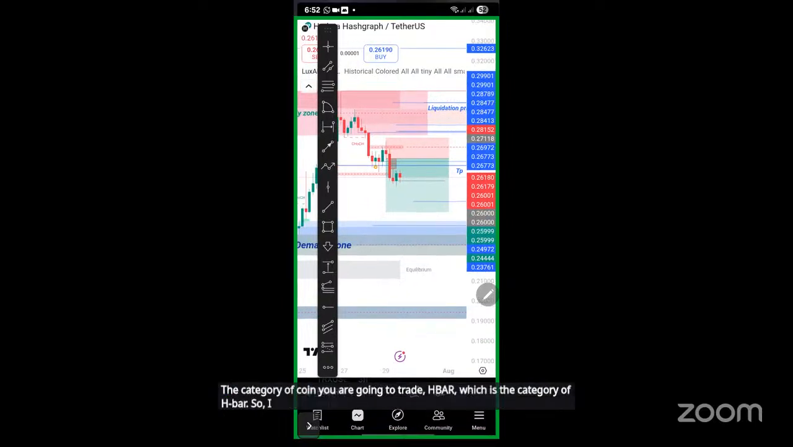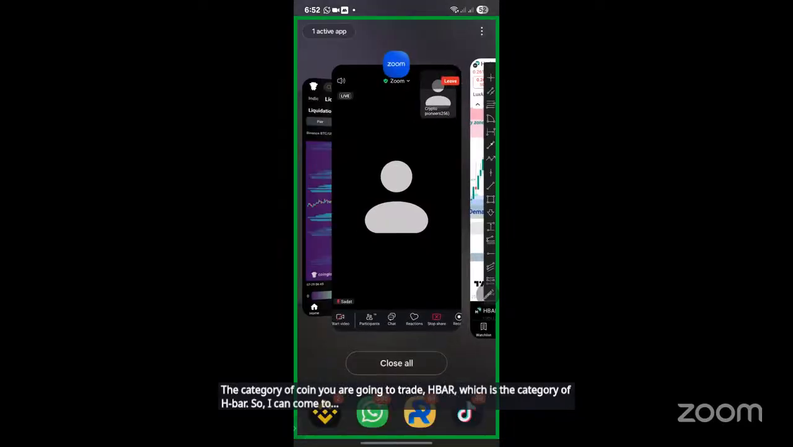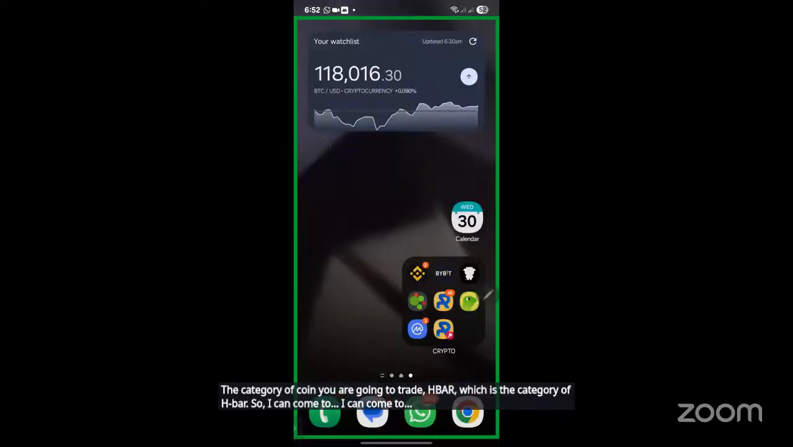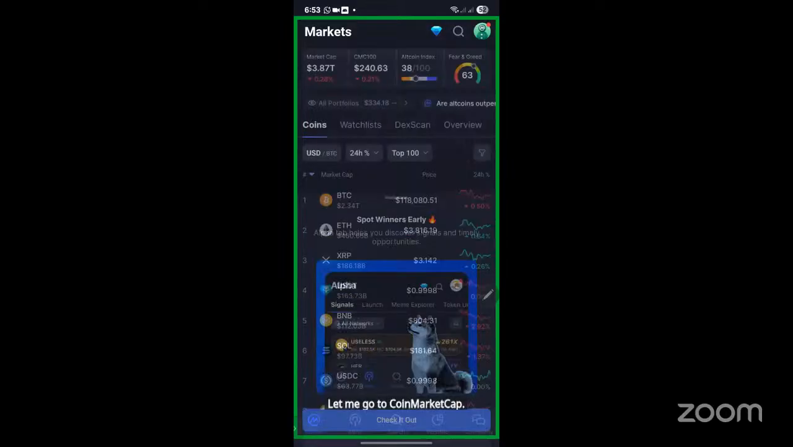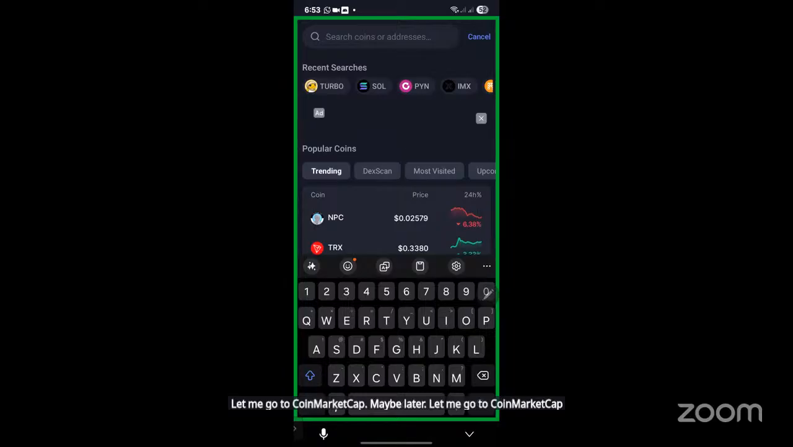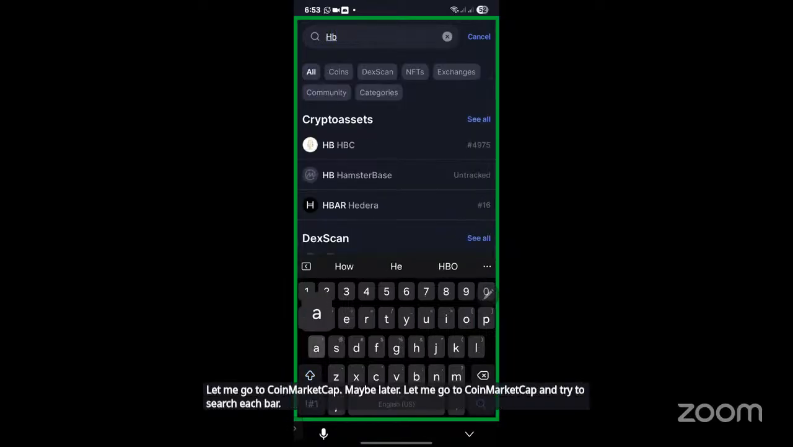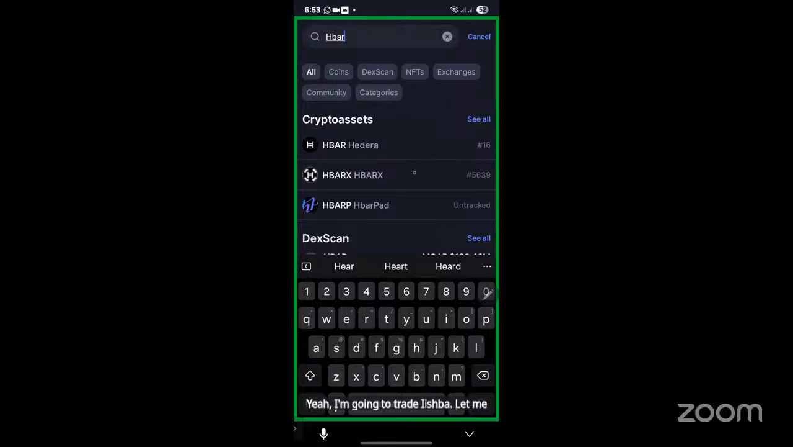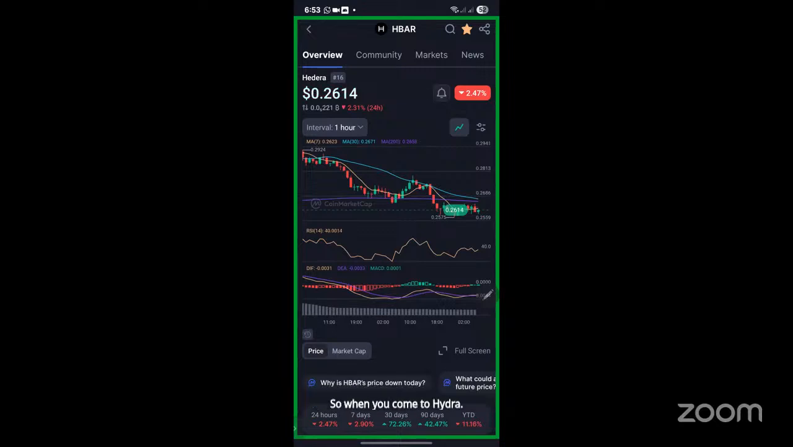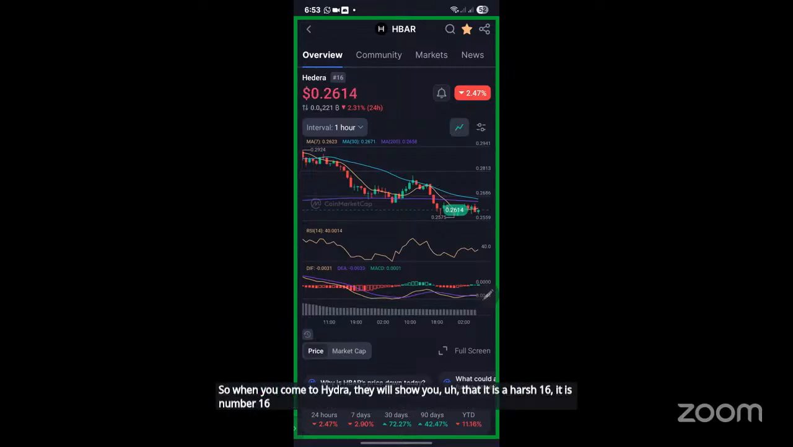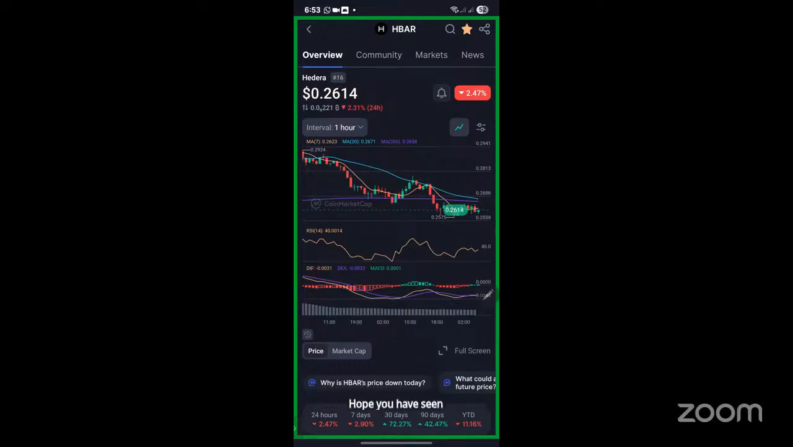Let me go to CMC, to CoinMarketCap, and try to search HBAR. Yeah, I'm going to trade HBAR. I think it is Hedera. So when you come to Hedera, they will show you that it is number 16 on CoinMarketCap. Hope you have seen the number 16 under the overview.